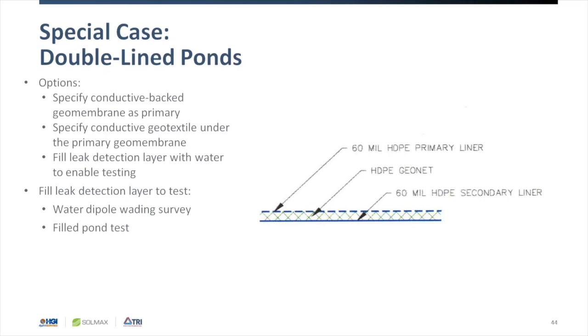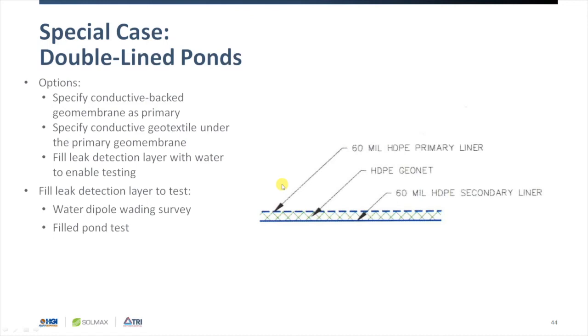It's a very sensitive test, so it's going to find every little pinhole, which means that it's very likely you're going to have to evacuate the water to fix whatever's found during the test. So you're going to have to decide whether you want a water dipole weighting survey or a filled pond test. Each of these has advantages and limitations, but just so you know, you can't easily test this liner cross-section unless you have something conductive between the liners.